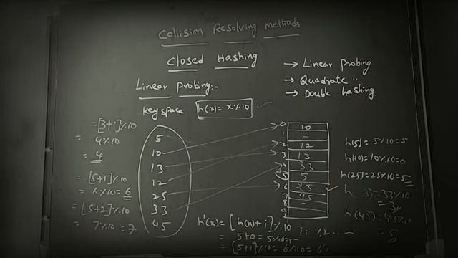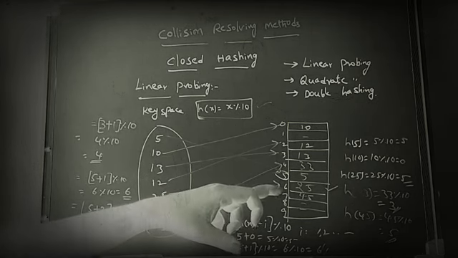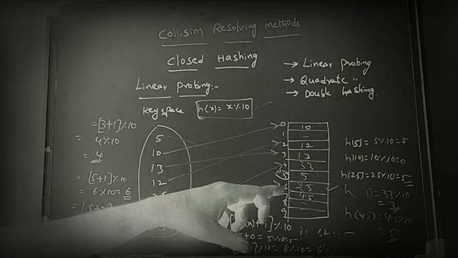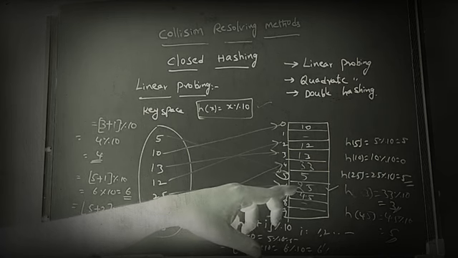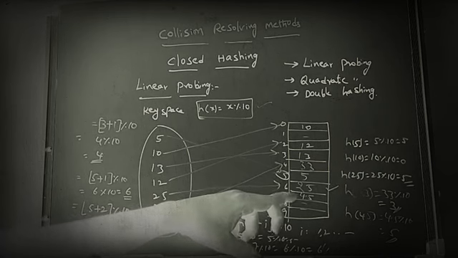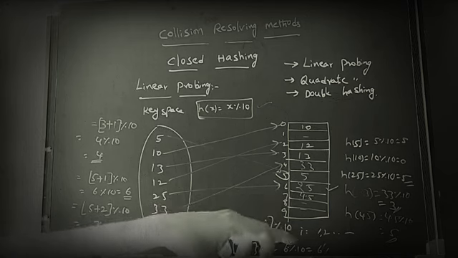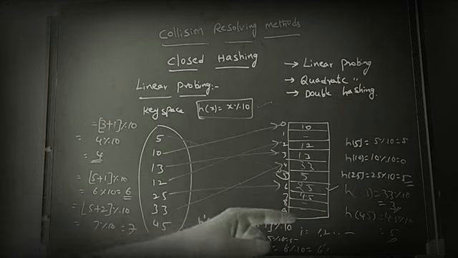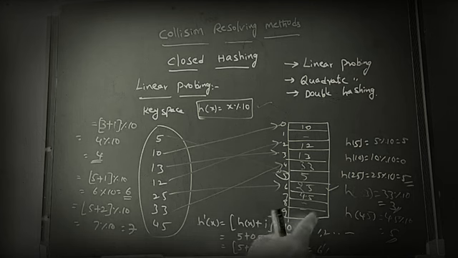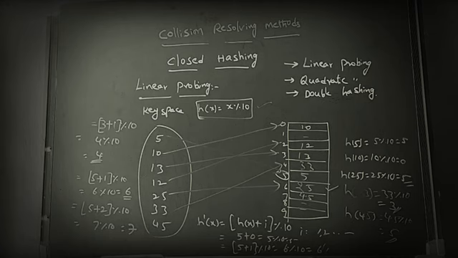If any collision is occurred, check the linear number. If the linear index is also having the collision, go for another linear. So this process is continue until to place the element at the empty place. If there is no empty place, then we can show that memory is full. That is, memory is full.